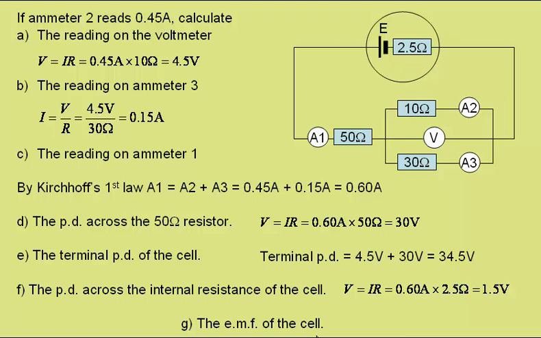And for G, we're asked for the EMF of the cell. Well, the EMF, by Kirchhoff's second law, must be the sum of the potential differences around the circuit, and we had a PD of 30 volts across the 50 ohm resistor, 4.5 volts across the parallel section, and 1.5 volts across the internal resistance of the cell, meaning the EMF is the sum of these at 36 volts.